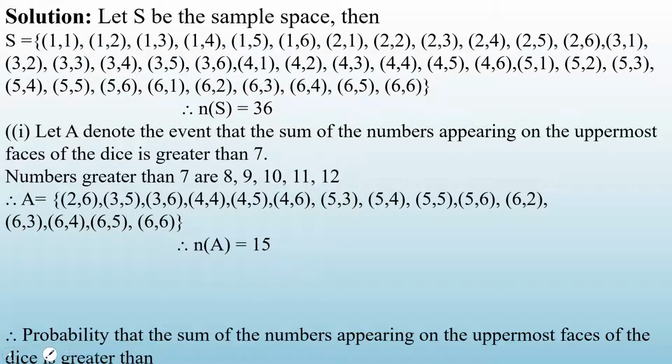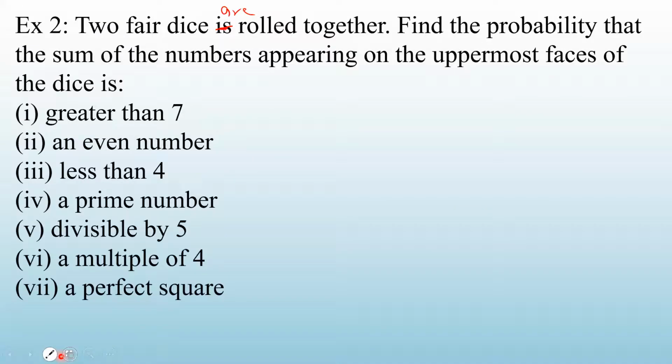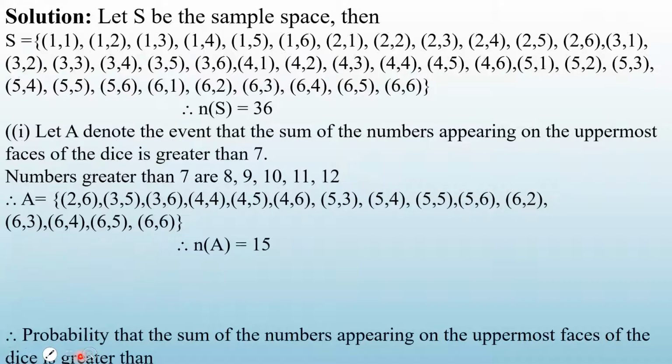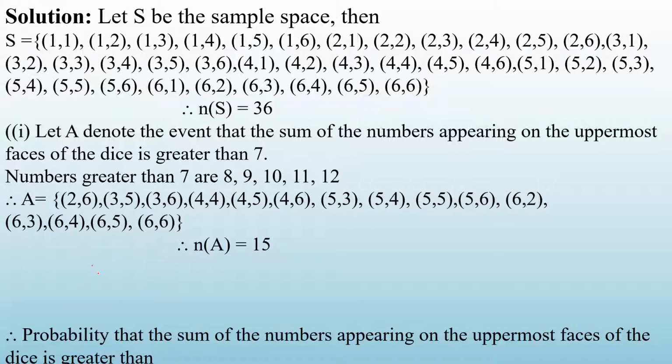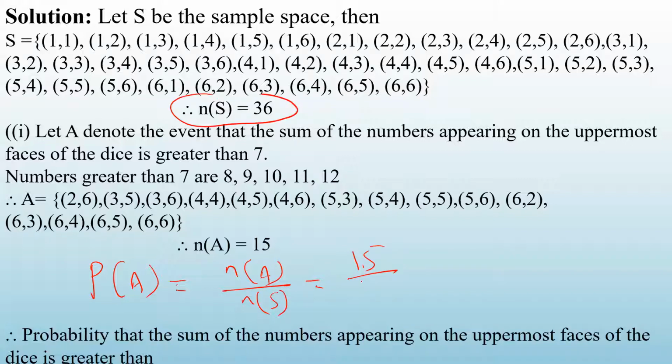Correct? Now find out the probability of this event. Therefore, find the probability of the event A. You know it is n of A divided by n of S. So it is 15 divided by n of S, which is 36. So 15 divided by 36. You calculate that. How much do you get? 15 upon 36, how much does it come to?